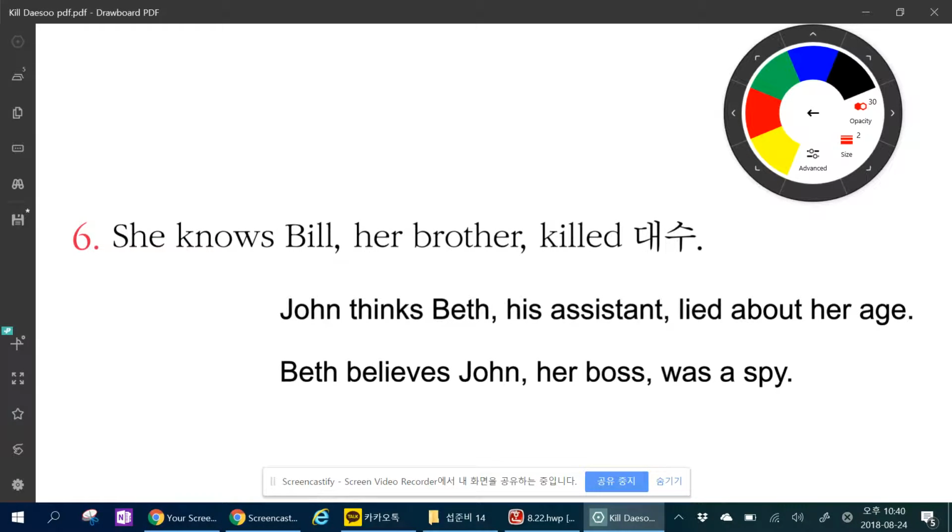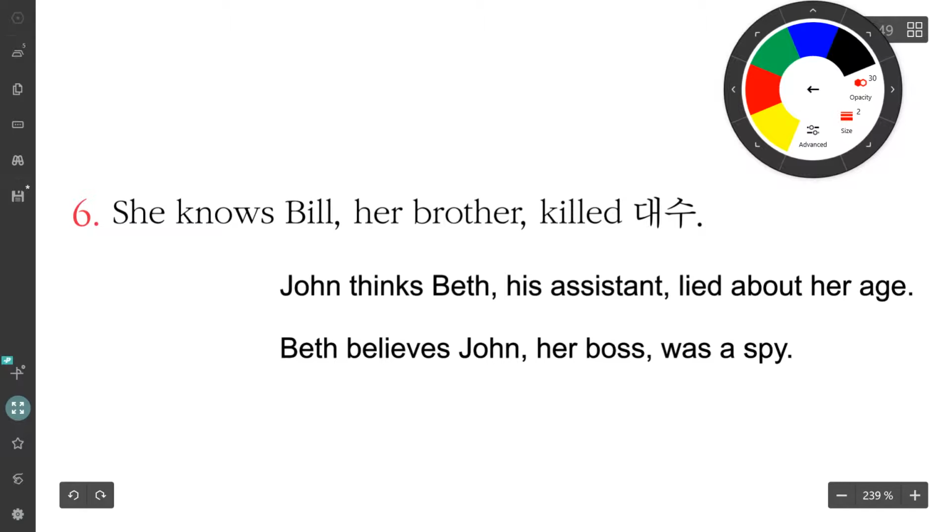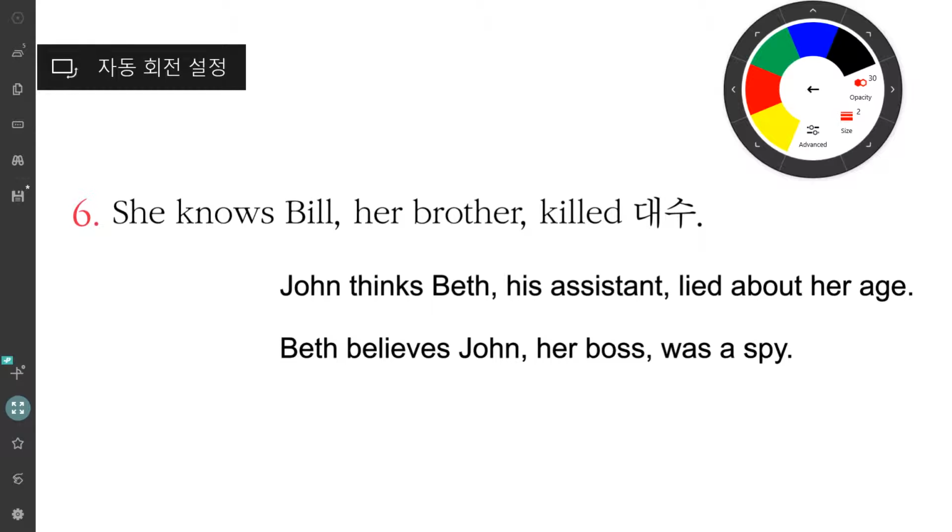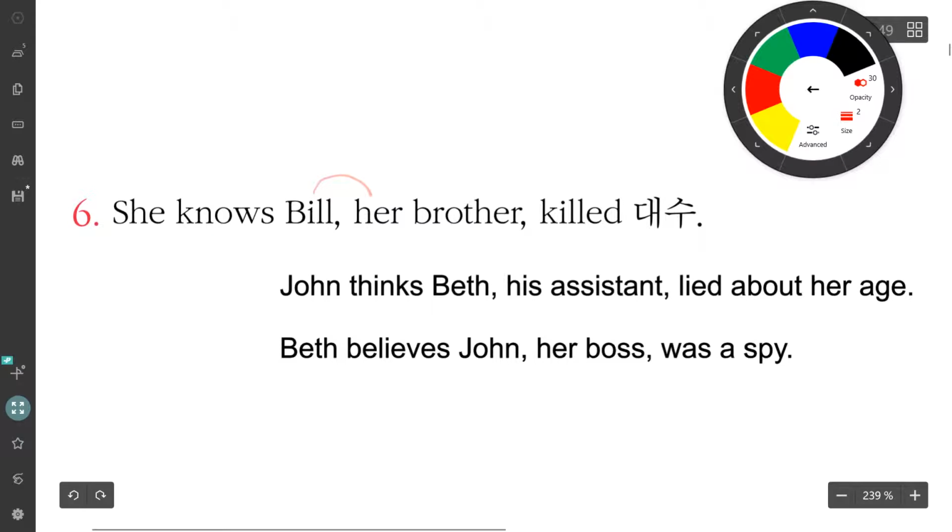Sentence 6 has the same structure as sentence 5 with the addition of an appositive, 동격. An appositive is a noun or noun phrase that renames the noun before it to provide more information about the noun. So both Bill and her brother refer to the same person. So in sentence 6, our subject is she, the verb is knows, and the full object is the zero that clause. Bill, her brother, killed Desu.